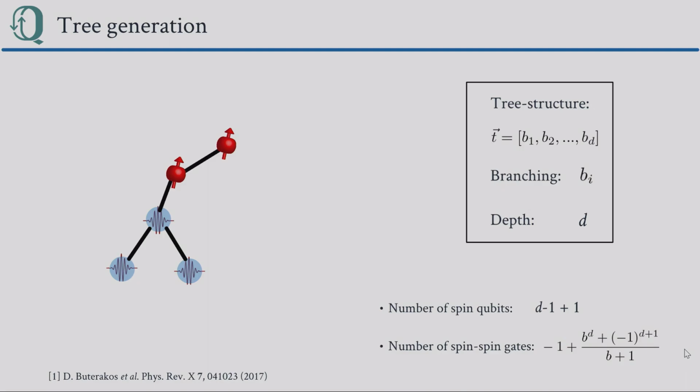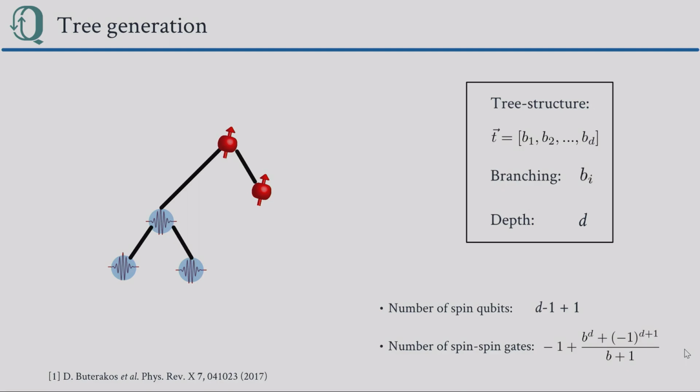You could, in principle, also just do a swap gate between the spin qubit state and the vacuum field. But anyway, you detach it. Then you have one branch of the tree, and then you just do it again. And in this way, you can build up your tree. The nice thing here is that if you have a tree structure with a branching vector up here, you have your B1, B2, and B3, and a depth of the tree, which is the length of the vector, then the number of spin qubits that you need is basically the memory spins. You need D minus 1, and then you need one emitter.